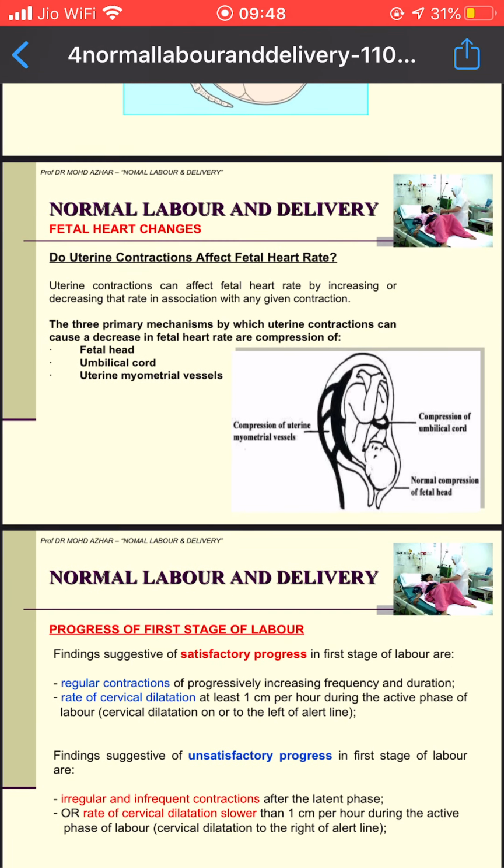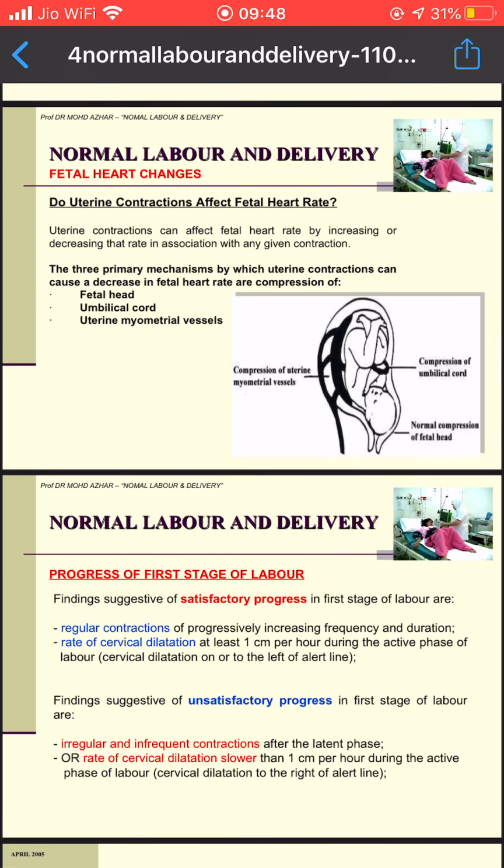Do uterine contractions affect fetal heart rate? Uterine contractions can affect the fetal heart rate by increasing or decreasing the rate. Now, what is the normal fetal heart rate? The normal fetal heart rate is 110 to 160. Anything below 110 is termed fetal bradycardia. Anything above 160 is termed fetal tachycardia, which is abnormal.